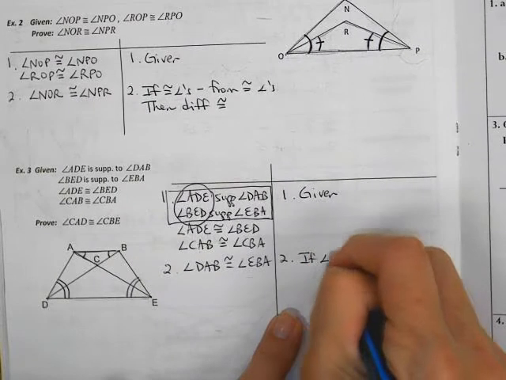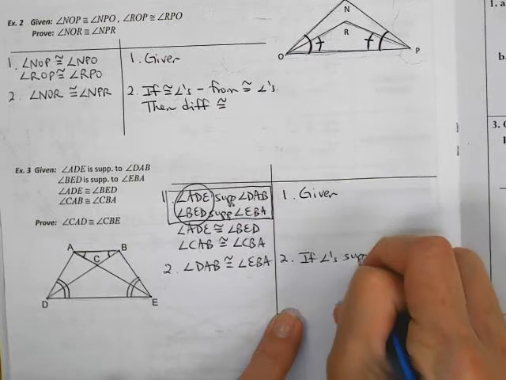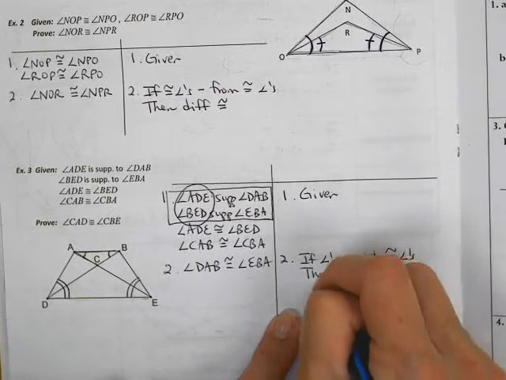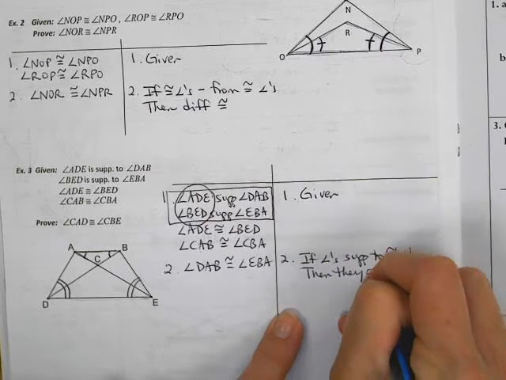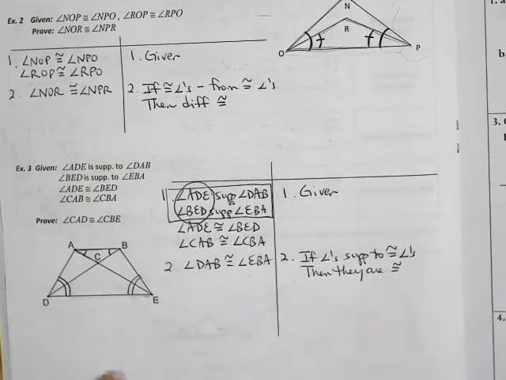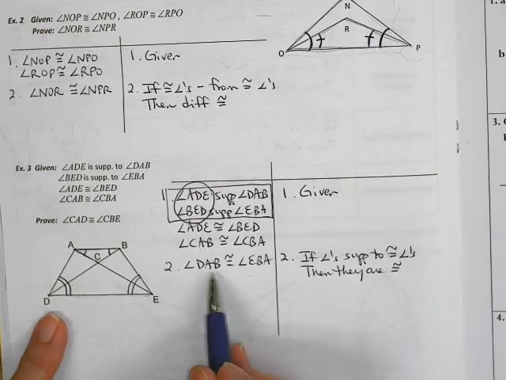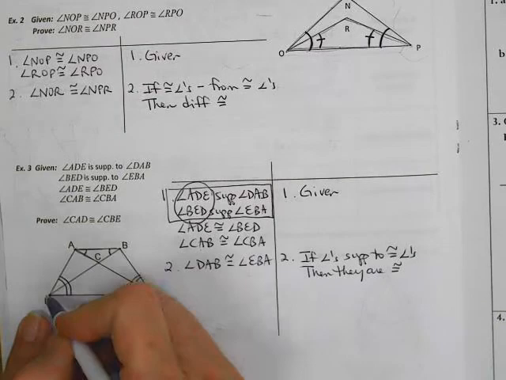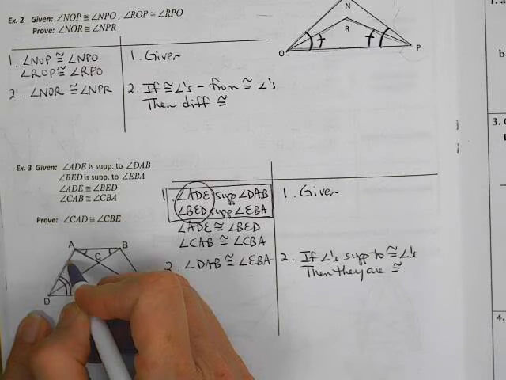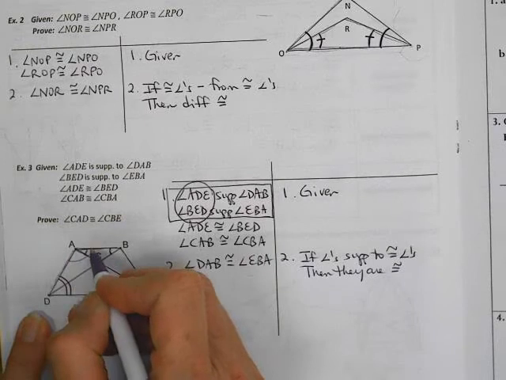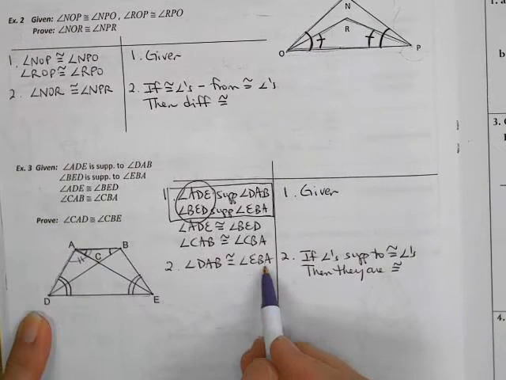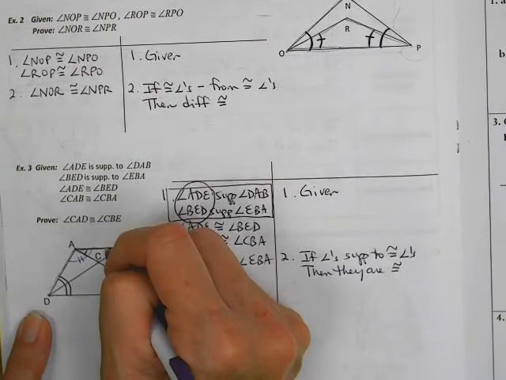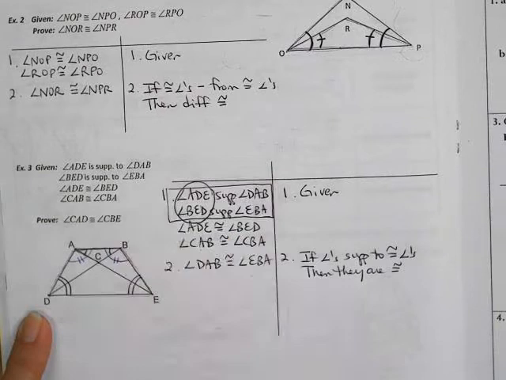That's if angles supplementary to congruent angles, then they are congruent. All right, so now let's mark that in the diagram. Where is that? Angle DAB. I'm going to mark that in purple. DAB is this whole big angle right here. And angle EBA is this whole outside angle. I'm going to mark that matching.